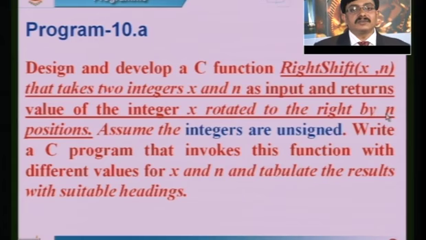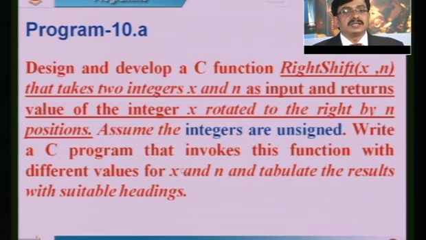n is the number of bits that the user will enter. Then assume the integers are unsigned, so here we are treating the numbers as unsigned numbers. There is a difference between a signed number and an unsigned number. An unsigned number is always positive, whereas a signed number can be positive as well as negative.